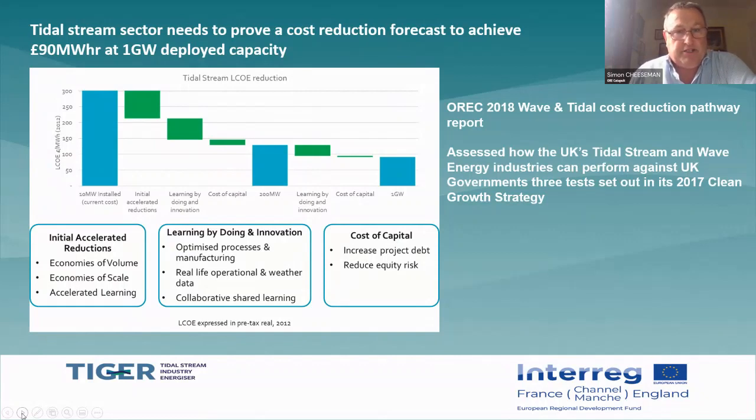Gathering evidence from the sector, we produced a benchmark report back in 2018 that's available to freely download off our website. Contact me, I can send you a copy.